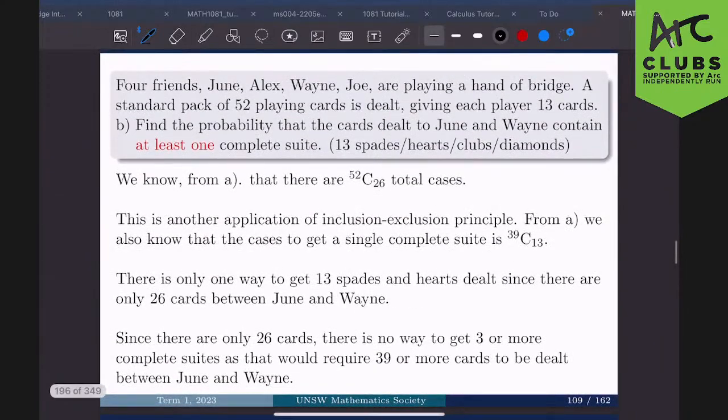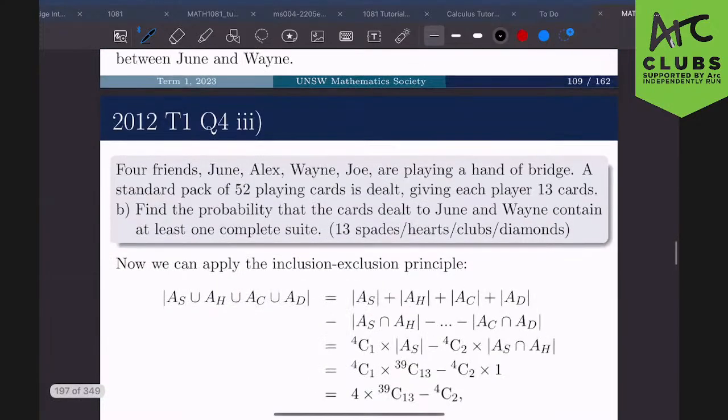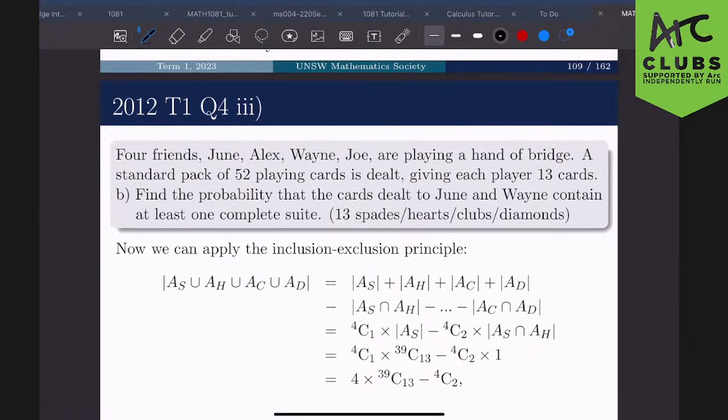So we can just build on what we've done in A. And at least one, it's clear that it's possible to get 2 as well, so you have to keep that in mind. And obviously there's no way to get 3 or more complete suits. So the way we can do this is, once again, the inclusion-exclusion principle.